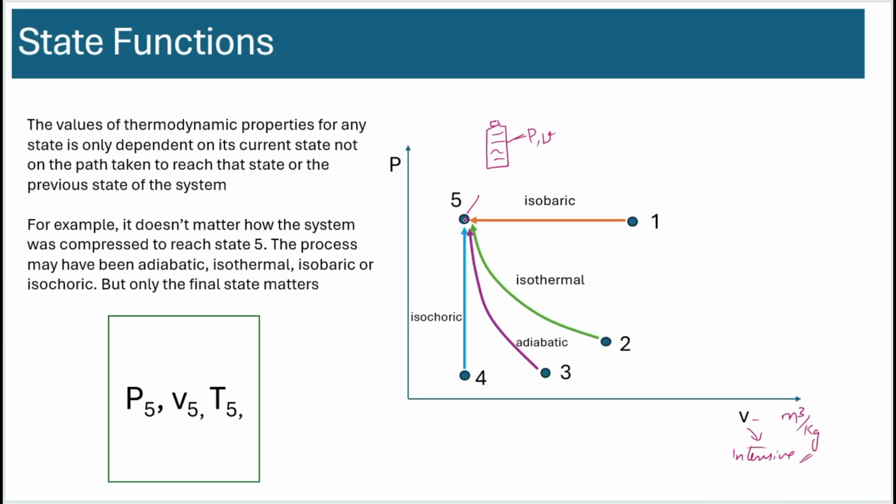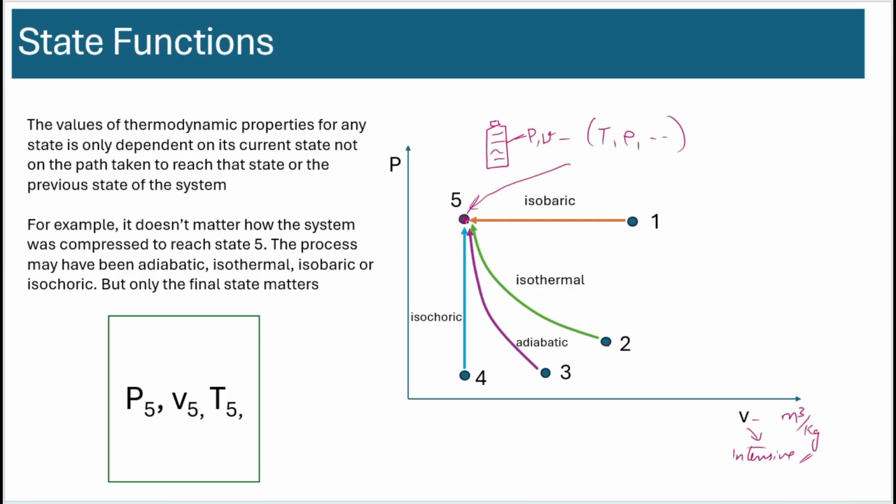In this case, let's say it has a particular pressure and a specific volume. It doesn't matter how you got there. It will have a corresponding temperature, density, all of that. So it doesn't matter if it came from 2 to 5 or 1 to 5 or 3 to 5. It doesn't matter how it got from this condition to this condition.